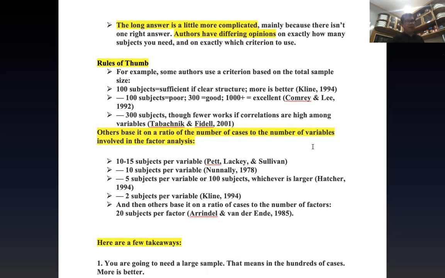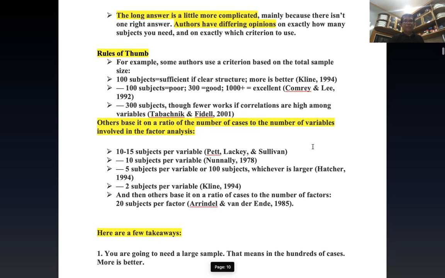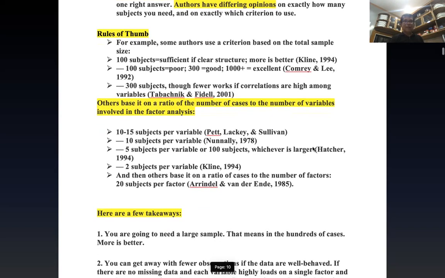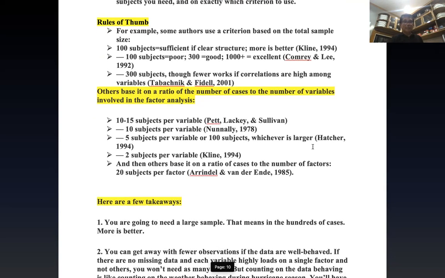involved in the factor analysis. 10 to 15 subjects per variable, Pett, Lackey, and Sullivan. 10 subjects per variable, Nunnally, 1978. 5 subjects per variable, or 100 subjects, whichever is larger, Hatcher, 1994. 2 subjects per variable, Kline, 1994. And then others base it on a ratio of cases to the number of factors. 20 subjects per factor, Arrindell and van der Ende, 1985.